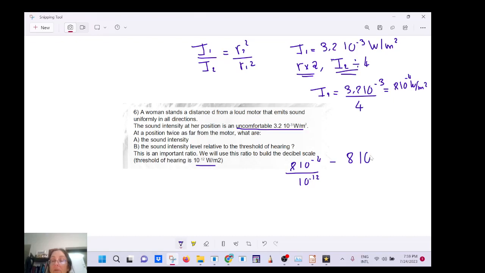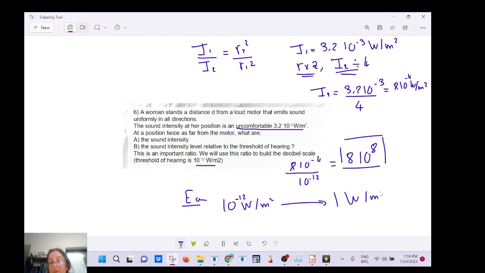times 10 to the 8. So the ear can hear from 10 to the negative 12 watt per meter square intensity, up to an intensity of 1 watt per meter square. It's quite amazing.